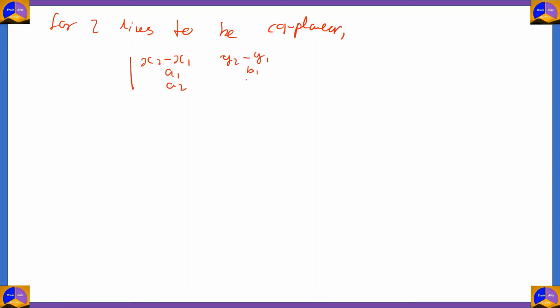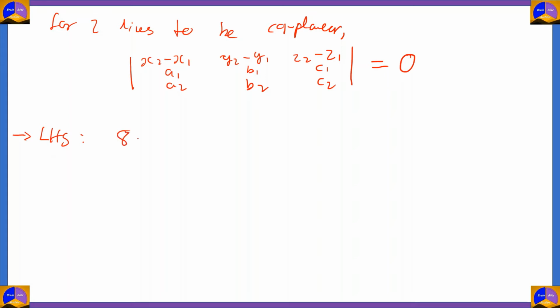So for two lines to be coplanar, they should satisfy the condition: the determinant of x2 minus x1, a1, a2, y2 minus y1, b1, b2, z2 minus z1, c1, c2 is equal to 0. So the determinant of this must be equal to 0. Then these two lines are coplanar. So on the LHS, let's plug in the values.